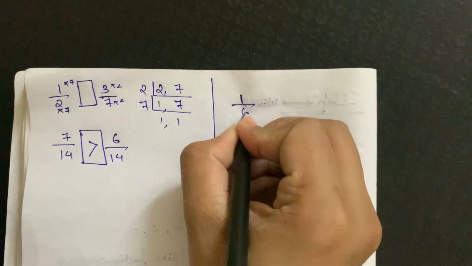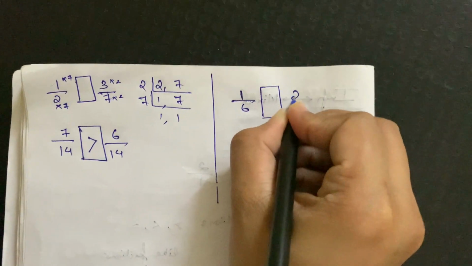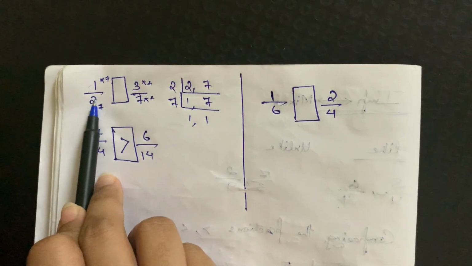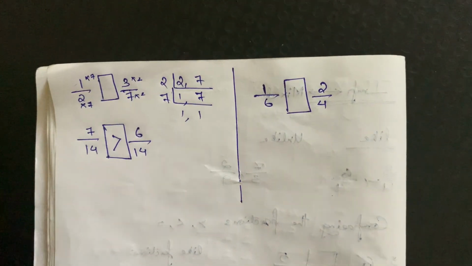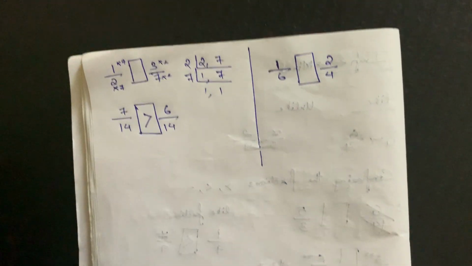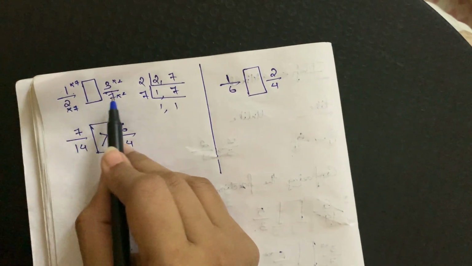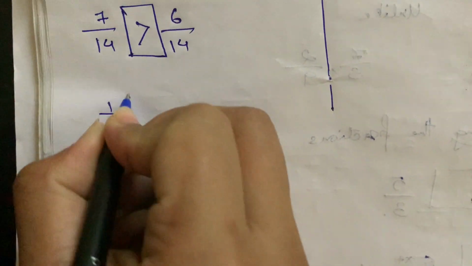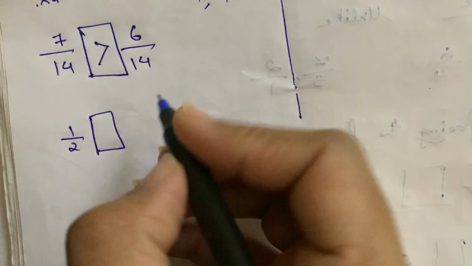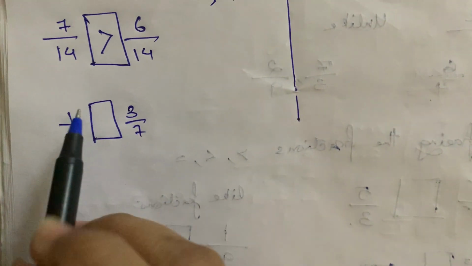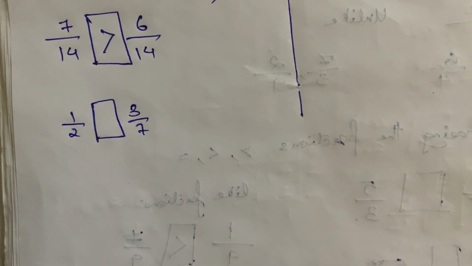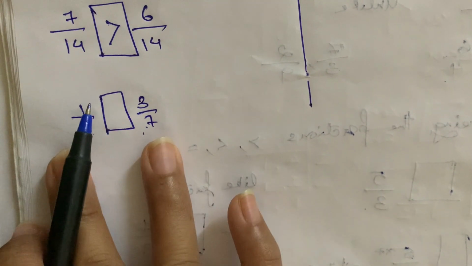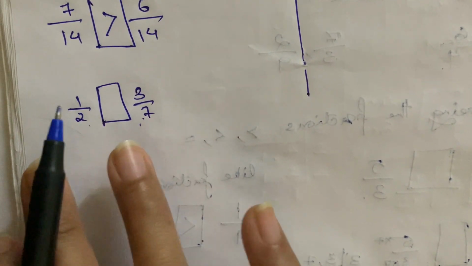1 by 6 and 2 by 4 is given to me. Now here what did you see? Let's get an idea. Here what did we see was I had 1 by 2, 3 by 7. This was the question given to us. I saw that if I want to make the denominator the same, it is not possible because both of them are prime numbers. They do not come in each other's table.